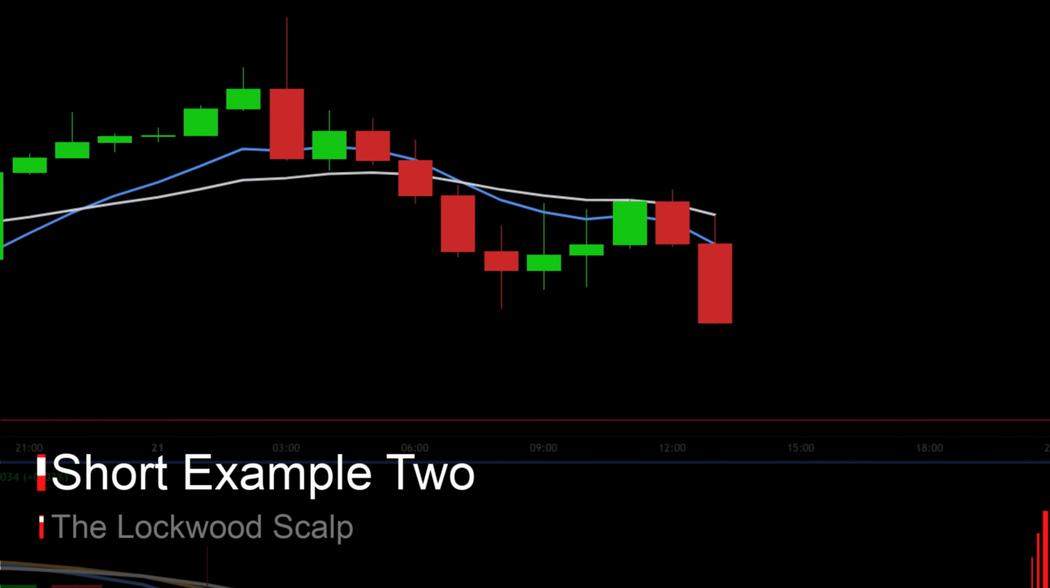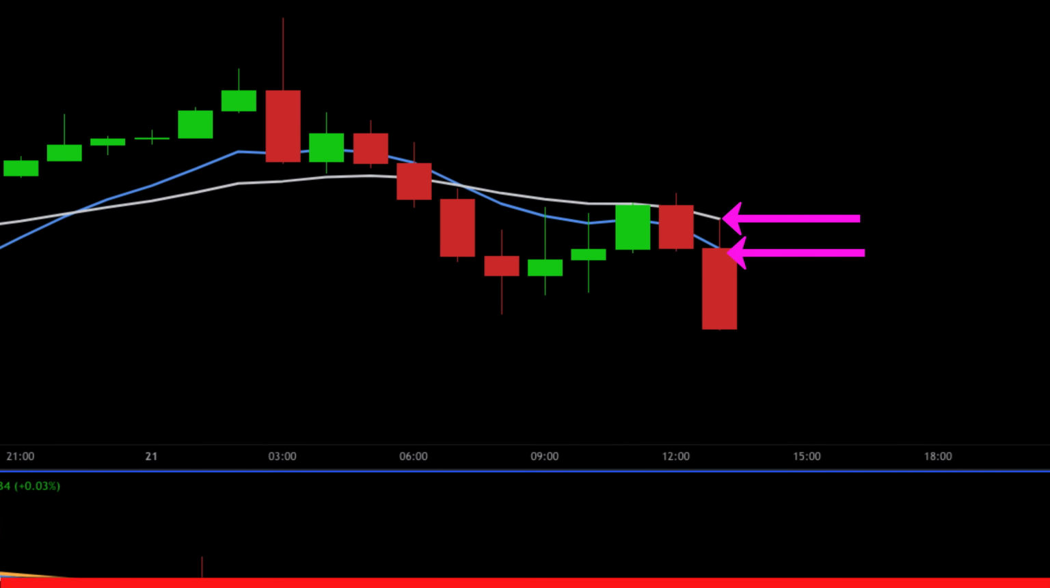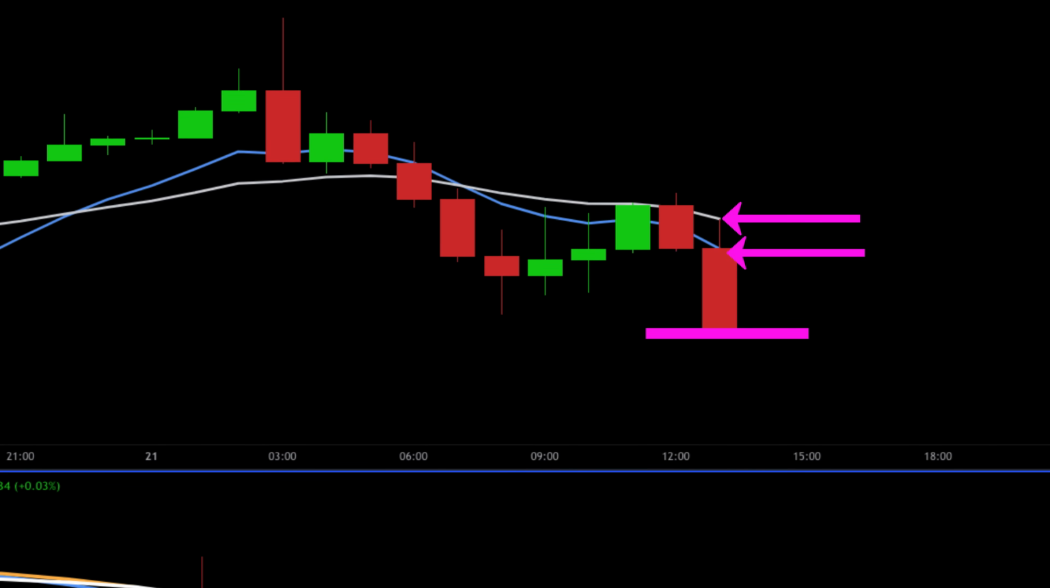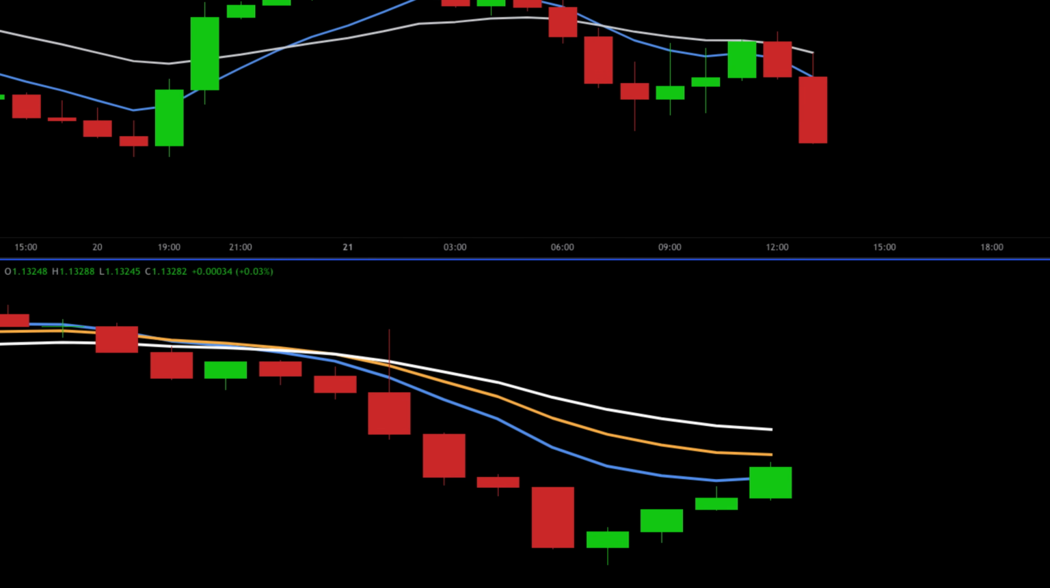On the 1-hour chart, the 8 EMA is under the 21 EMA while price is trading below both moving average lines. On the 5-minute chart, the EMAs are fanned out in order with the 8 EMA at the bottom, 13 EMA in the middle, and the 21 EMA on top. The candle touches the 8 EMA and becomes our trigger.